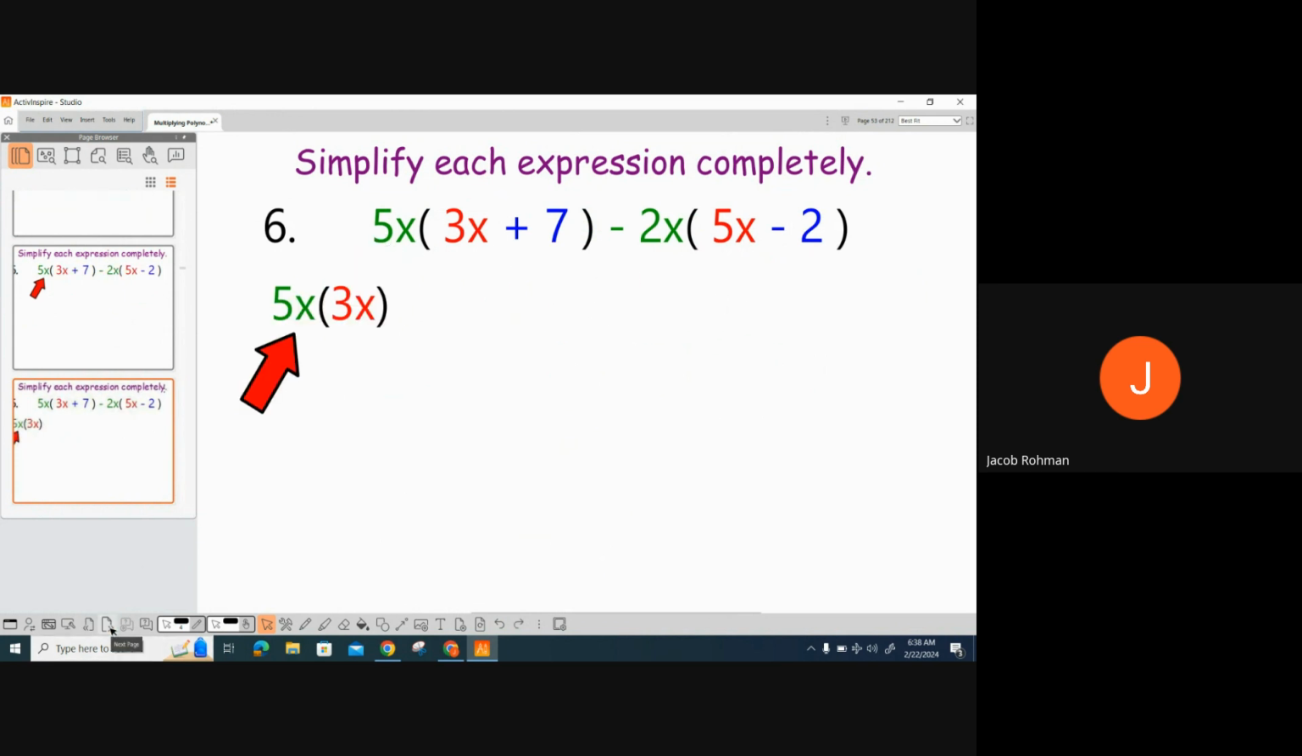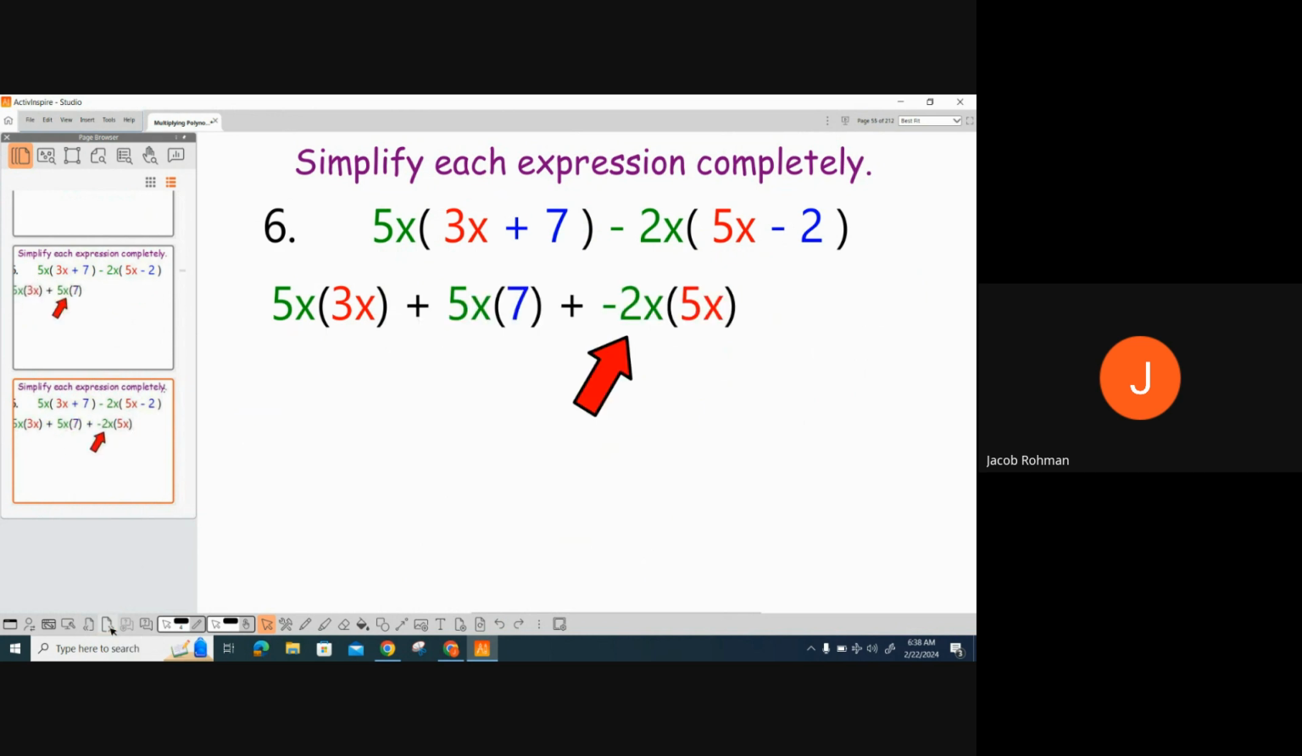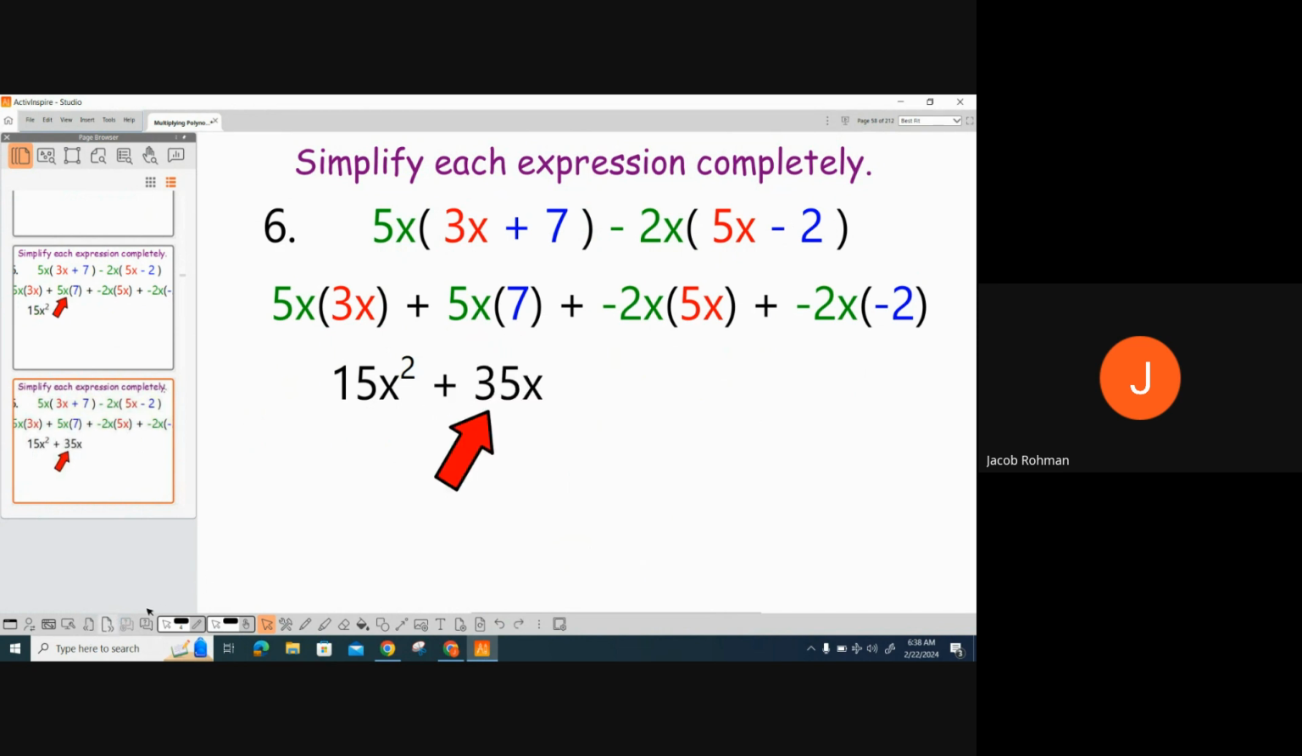5x times 3x, then we're going to take 5x times 7, then we're going to have negative 2x times 5x, and then negative 2x times negative 2. Now when I multiply here, I'm going to get 15x squared. When I multiply here, I'm going to get positive 35x. When I multiply here, I'm going to get negative 10x squared. And then when I multiply here, I'm going to get positive 4x.